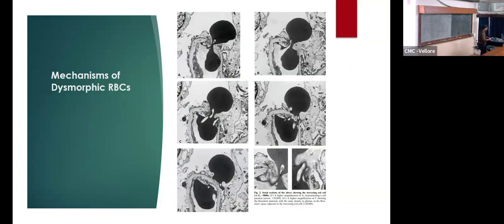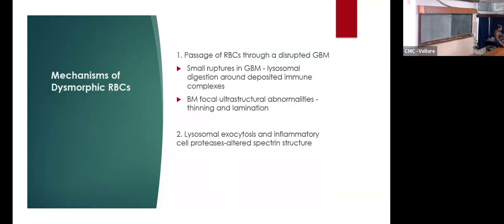Along with the RBC. So I told you, the mechanism is a small rupture in the GBM, either because of lysosomal digestion, because of immune complex deposition, or basement membrane focal ultrastructural abnormalities. Either it is thinning or lamination, as in thin membrane nephropathy.